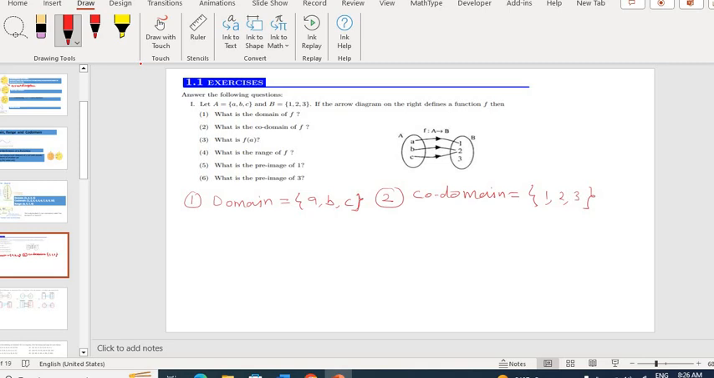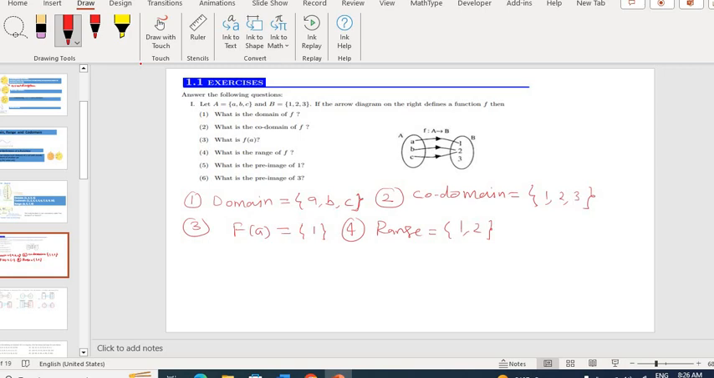Next, what is f of a? Question number 3. f of a means the image of a. So f of a is equal to 1. Question number 4. What is the range of f? The range of f is 1, 2. Why am I not including 3? Because it is not mapped to from A. So that's why it is not in the range.